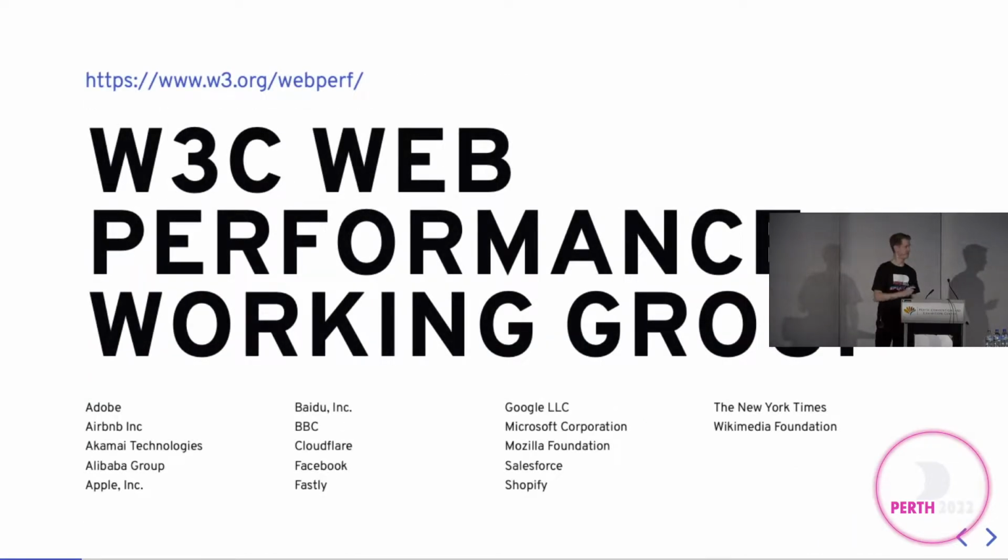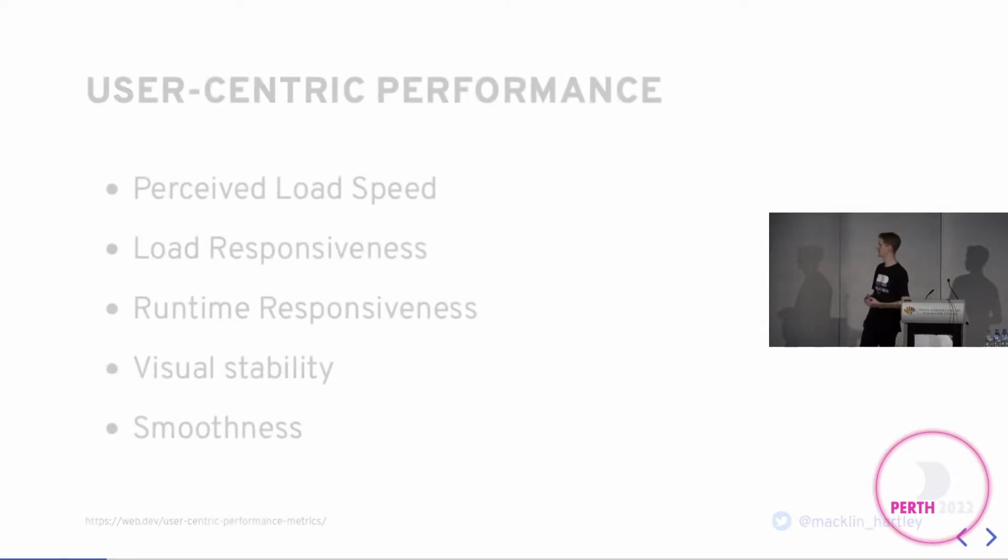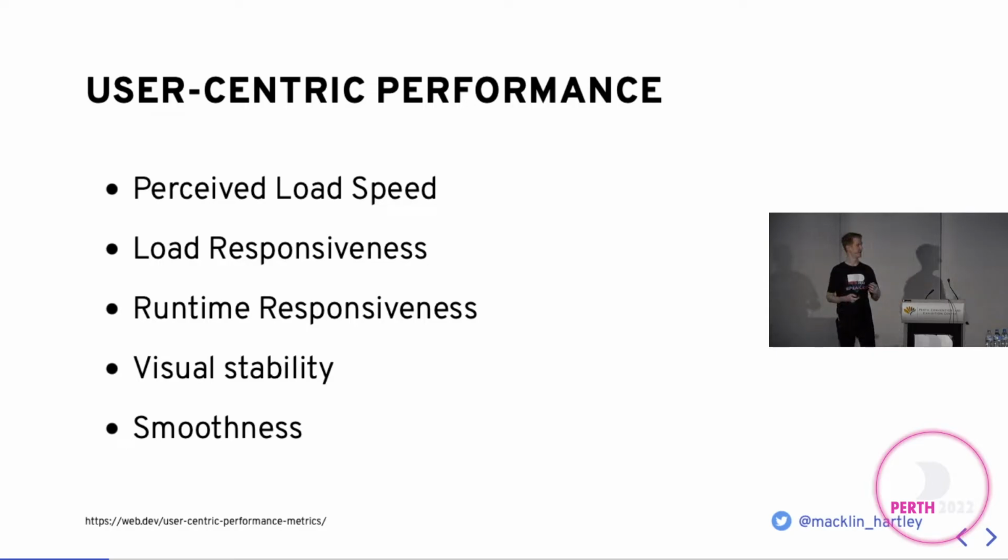So a bunch of smart, big brain people have gotten together and all realized that we all have the same problem. And they put together the W3C Web Performance Working Group. And this group came up with a term called user-centric performance metrics. So what are those? They're centered around a couple of different things. You've got perceived load speed, which is as best as we can represent the load speed perceived by the user. Load responsiveness, which is how fast that process goes. Runtime responsiveness, which is after it's loaded, how fast is your website. And then two other things, visual stability and smoothness, which are less about performance, but still really important.